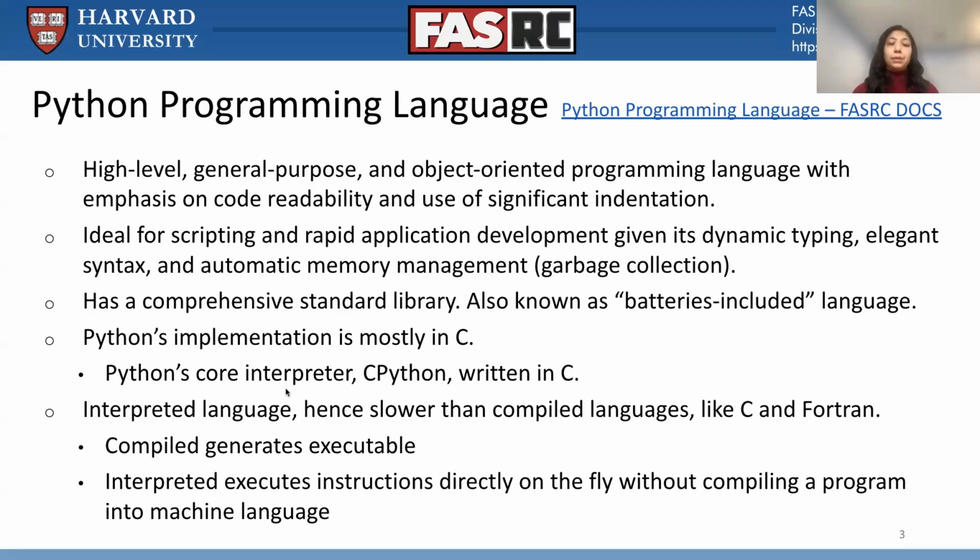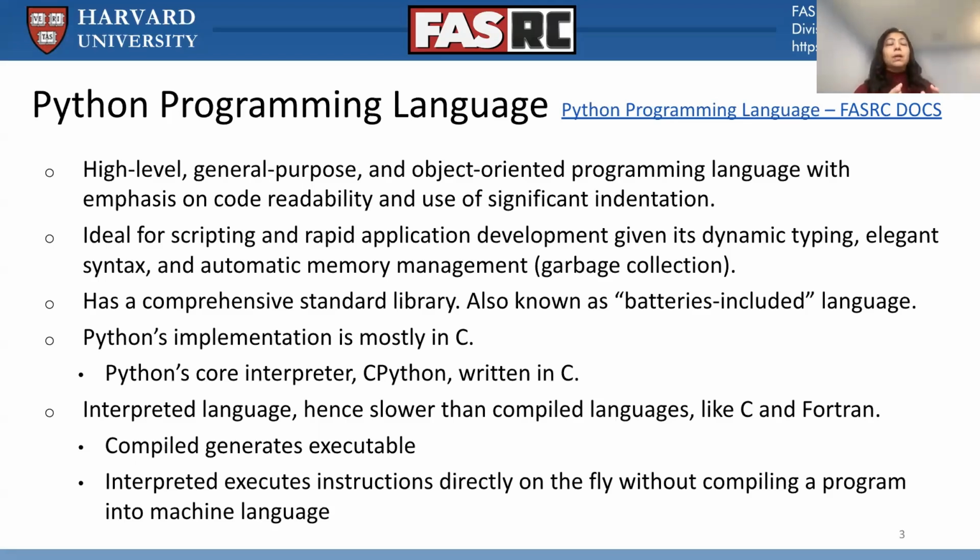So the core interpreter of Python is CPython, which is written in C. And there is a little bit of difference in terms of the overall speed that the language offers when it's computing, when you compare it to something like C. So Python comes under the category of what is called interpreted languages.